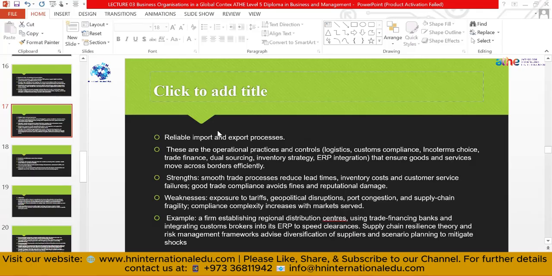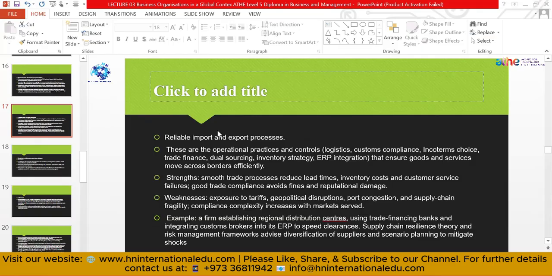However, exposure to the tariffs, when you sign the treaties, pacts, there are tariffs as well, taxes as well, customs duties as well, geopolitical disruptions, country to country law, port congestion. If it is from sea to sea, then we have to see the rules which are for the seaports. Supply chain fragility, that is the logistics department. If it is all about transportation, suppliers, we have to be very careful about it. Compliance complexity increases with the market served. According to the market diversification, the rules and regulations also change.